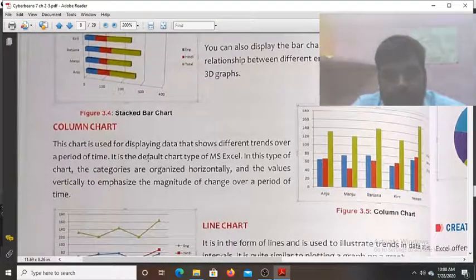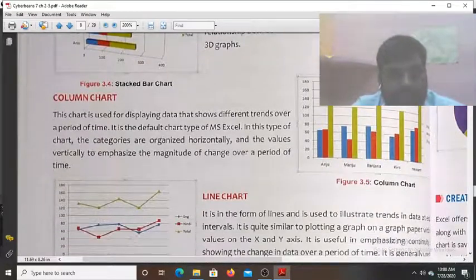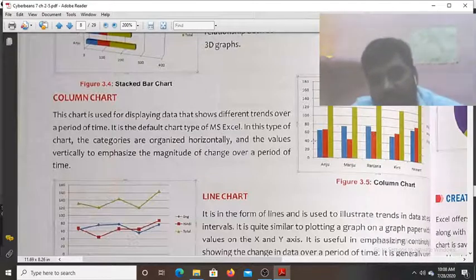Now see the column chart. This chart is used for displaying data that shows different trends over a period of time. For a period of time, you can take 1 month, 1 week, whatever period of time you can take. So you can show the different trends over that interval of time. It is the default chart type of Microsoft Excel. If you do not select any chart, this column chart is the default chart, and your data will be represented in it.